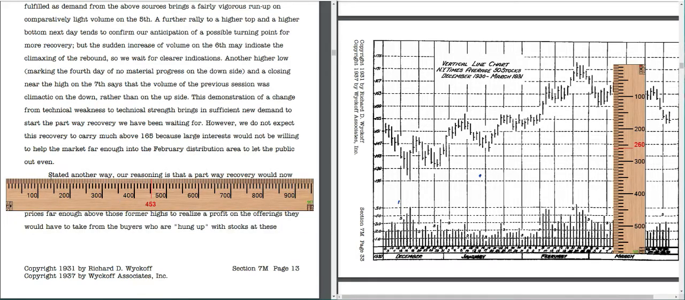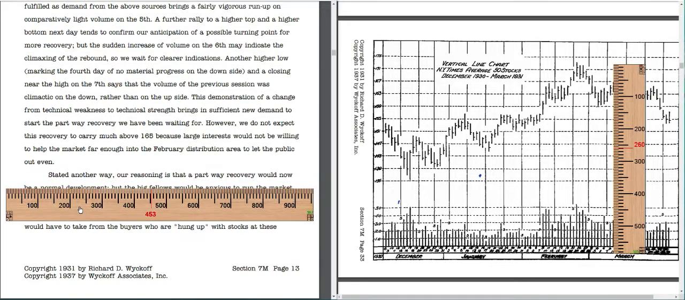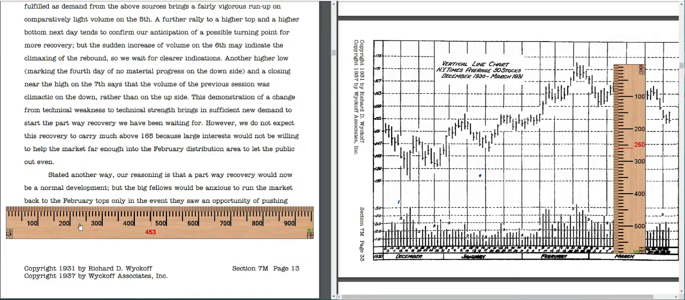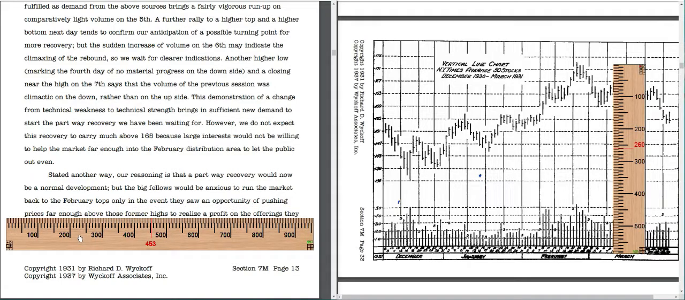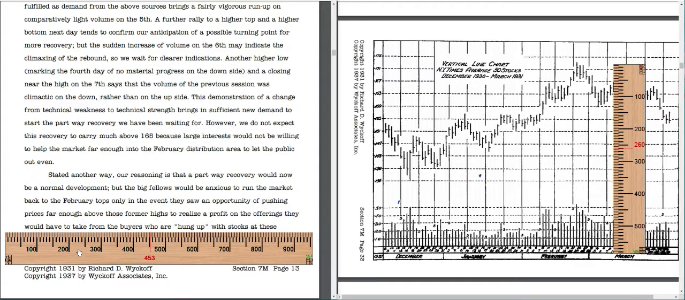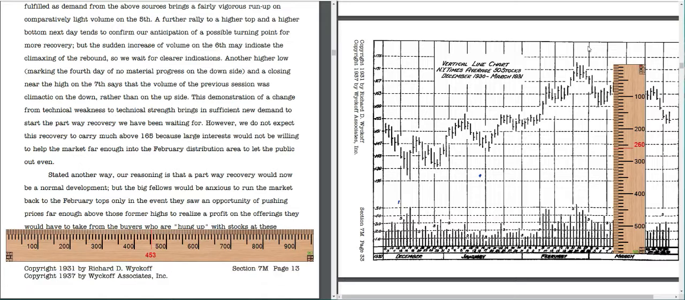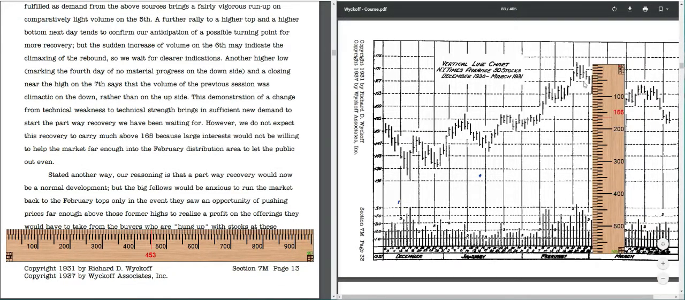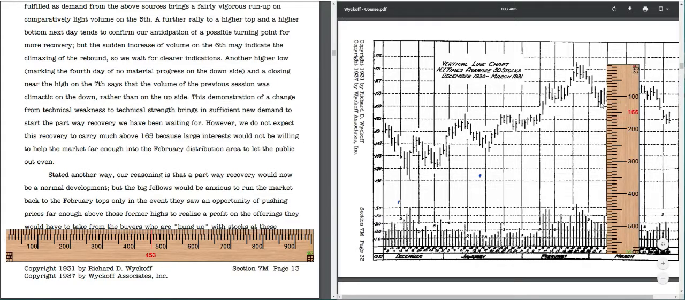All right, so I'm going to continue now. Make sure you understand whatever I talked about. And here it says, stated another way, our reasoning that partway recovery would be a novel development, but the big fellows would be anxious to run the market back to February tops only in the event they saw an opportunity of pushing prices far enough above those former highs to realize a profit on the offering they would have to take from the buyers who are hung up with stocks at these prices. Well, that means after this breakdown right here on this bar, this wave goes down.